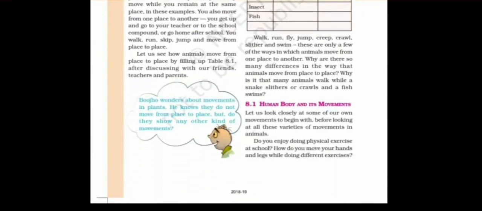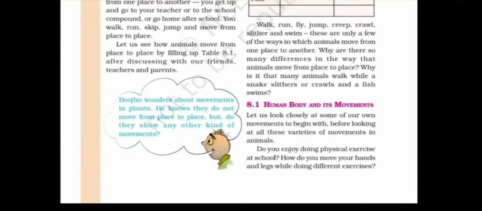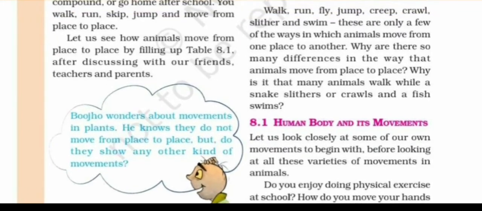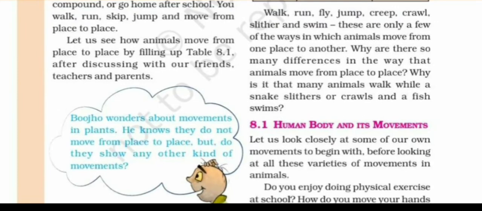Now see: walk, run, fly, jump, creep, crawl, slither and swim. These are only a few of the ways in which animals move from one place to another. Why are there so many differences in the way that animals move from place to place? Because their organs and body structure are different. Because the body structure is different, the locomotion or movement of their body parts and from one place to another is also different.